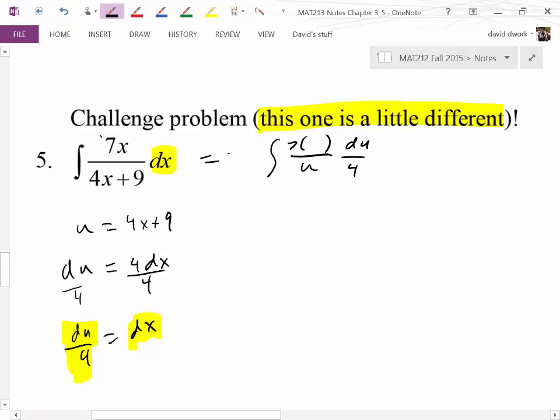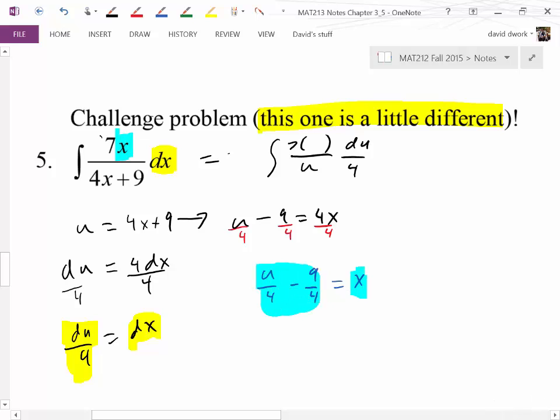And then 7 times. Now the problem is I have an x, and I don't have any rule for x. Well, can I come up with one by using this line here? Now remember what I said. You can manipulate these equations as far as the constants. You just don't want to mix the x's and the u's. Well, couldn't I just simply solve this? Subtract the 9, so give me u minus 9 equals 4x, and then divide by 4. So now I would have u fourths minus 9 fourths equals x. So that way now, everywhere I have an x, I can replace it with this wonderful equation, can't I?